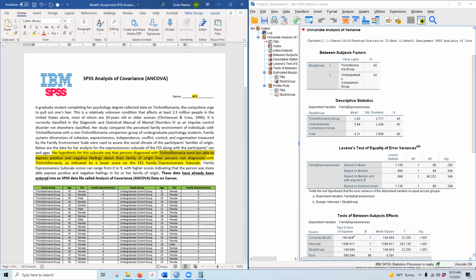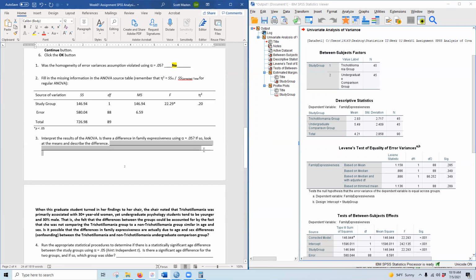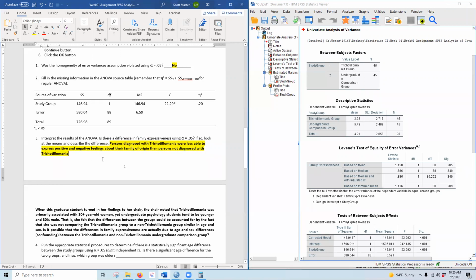So, one cheater way to do this is just copy this. This is exactly what you found, okay? Persons diagnosed with trichotillomania were less able to express positive and negative feelings about their family of origin than persons not diagnosed with trichotillomania, specifically her undergraduate comparison group. So I am totally going to cheat and put this in here because why not? And it actually worked for once. So persons. What? Oh, I see what's going on. Whatevs. 12 bold. There we go.